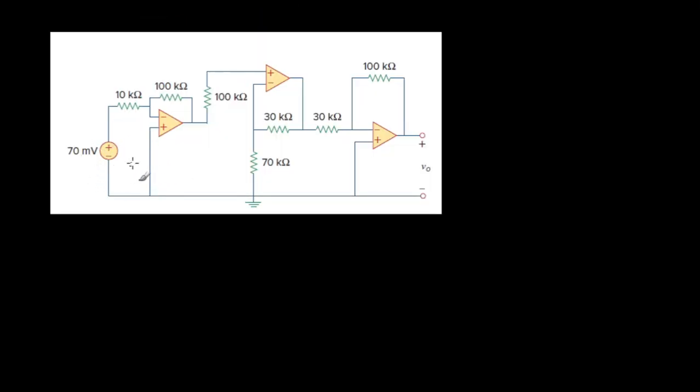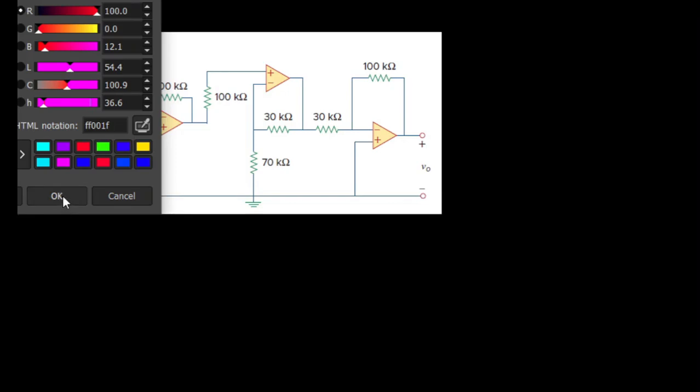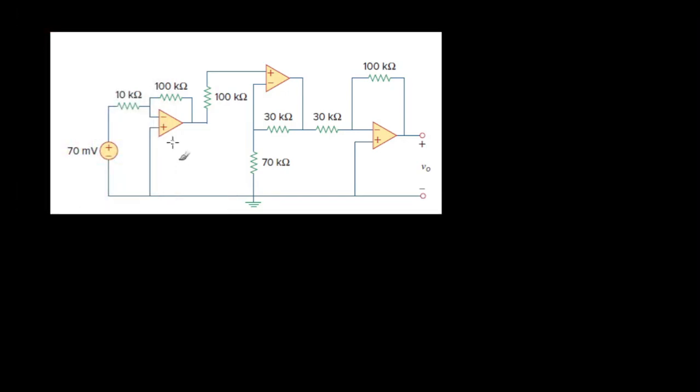Next problem is this one. This one is three amplifiers, it seems. Here you have some voltage. This goes through a resistor, and then you have your feedback, and this is your inverting input, and your non-inverting input is plugged to the ground. So this is definitely an inverting amplifier.